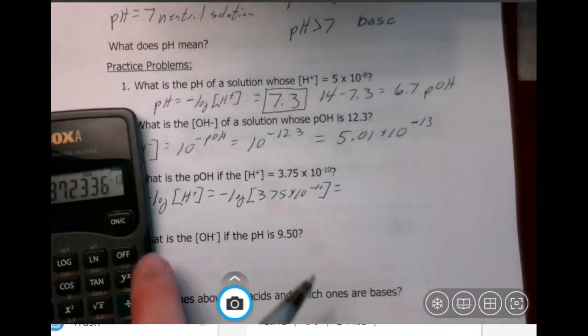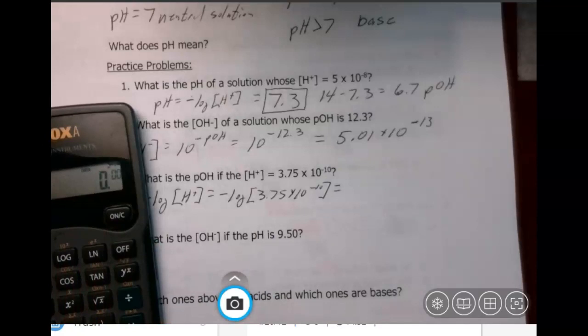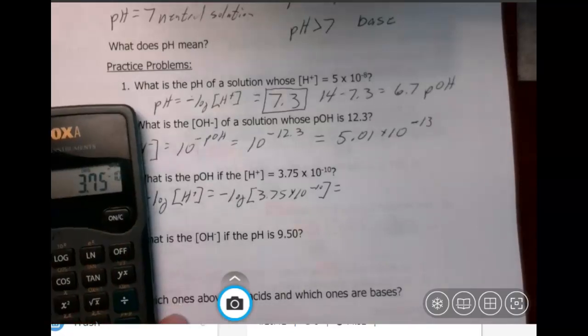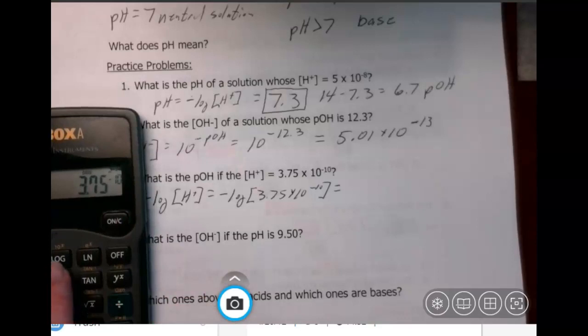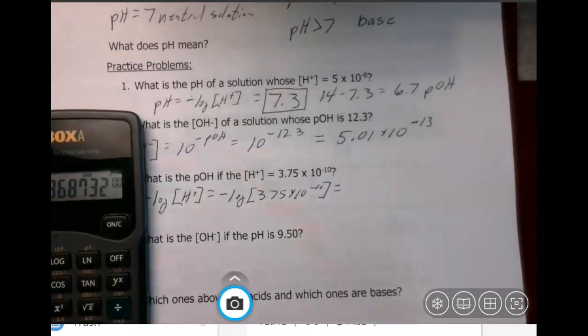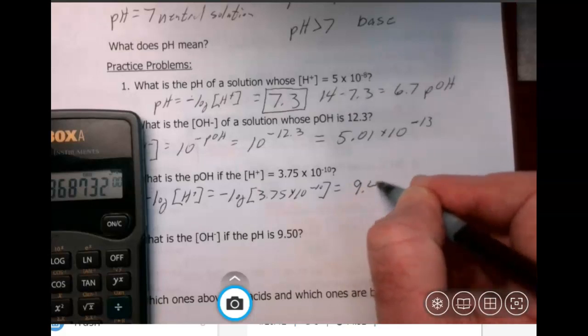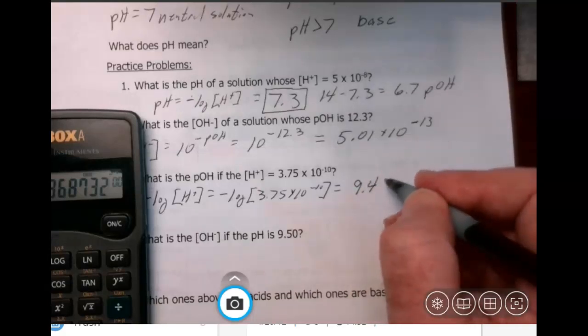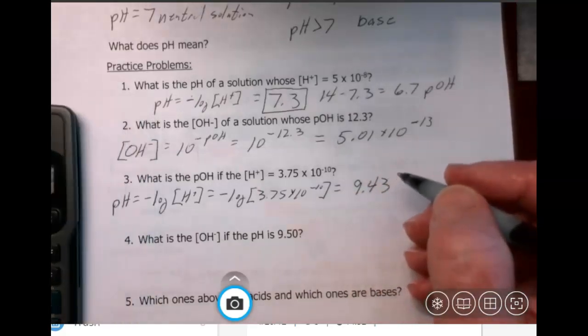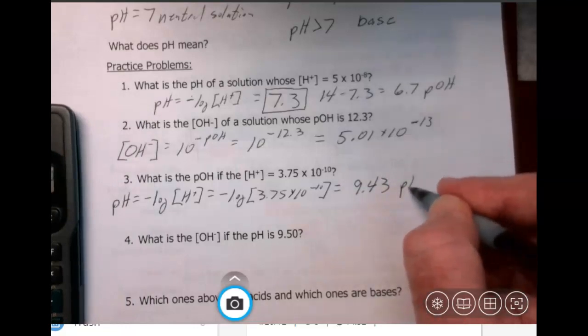So we just take our calculator, enter 3.75 EE minus 10 on my calculator. So I've entered the number and I just hit the log key and it comes out negative 9.4, but this negative makes it positive, so I get 9.4, I'm going to call it 9.43. Now don't forget, that is the pH that we just found.